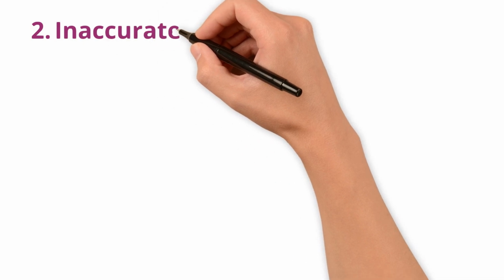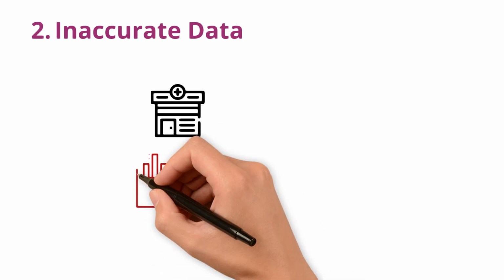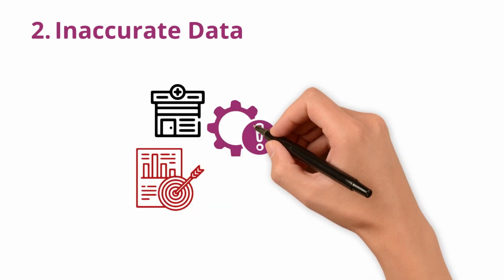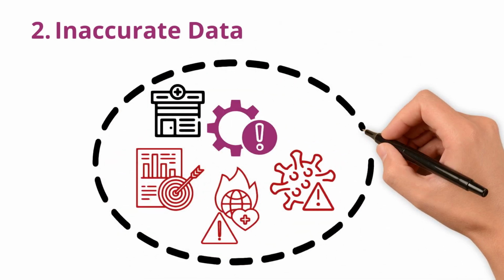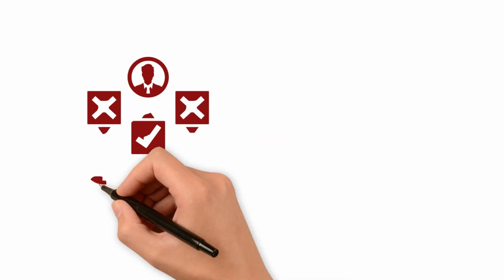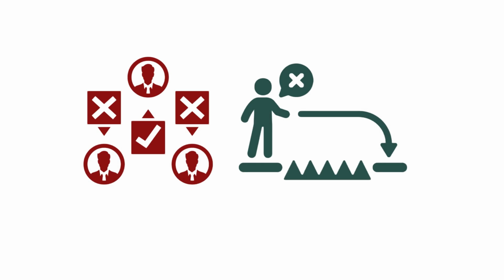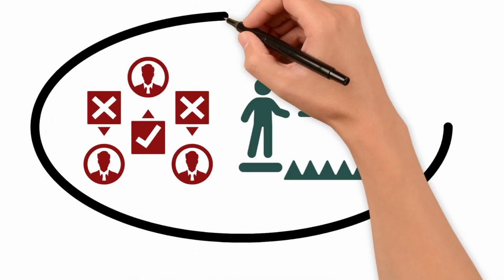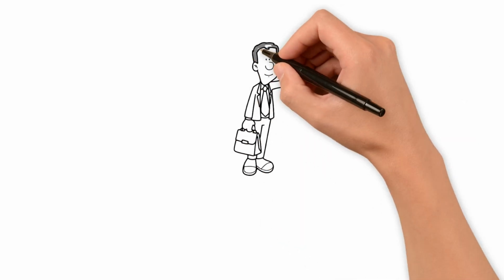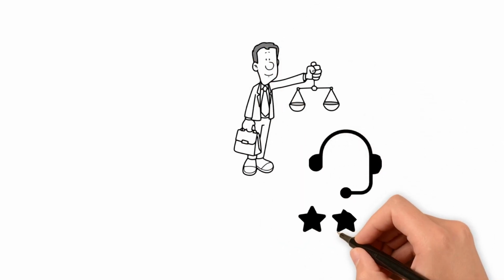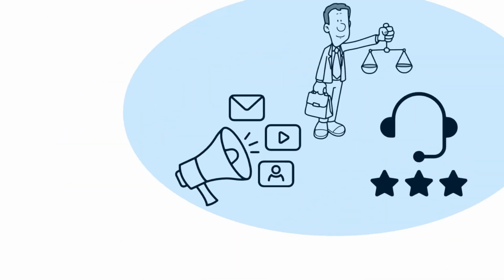Next one, inaccurate data. For some businesses like hospitals, having super accurate data is extremely important, especially during health crises like COVID-19. If the information is wrong, it's impossible to get a clear picture of what's happening and make the right decisions. The same goes for regular businesses. If customer information is inaccurate, it is difficult to give them the best service and target them with the right marketing campaigns.